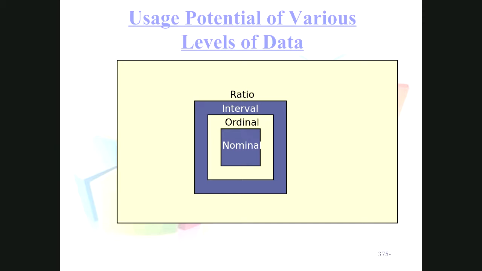So, the usage potential of various levels of data. Think of it as a square. Ratio is on the outside, covering all this data. Then interval, which is a smaller box, then ordinal, and then nominal, the lowest.